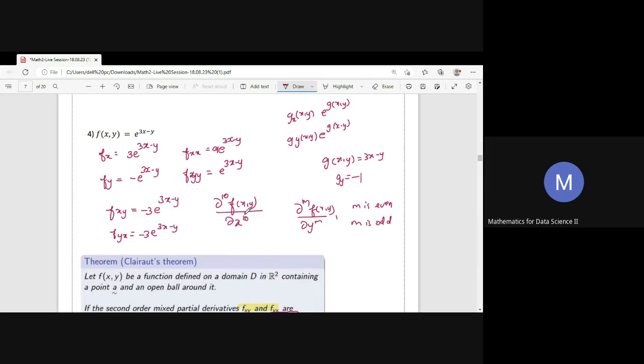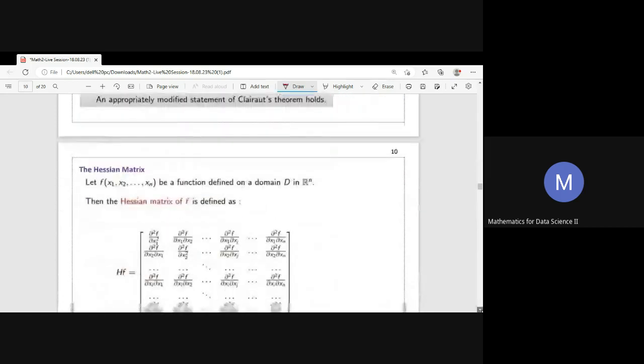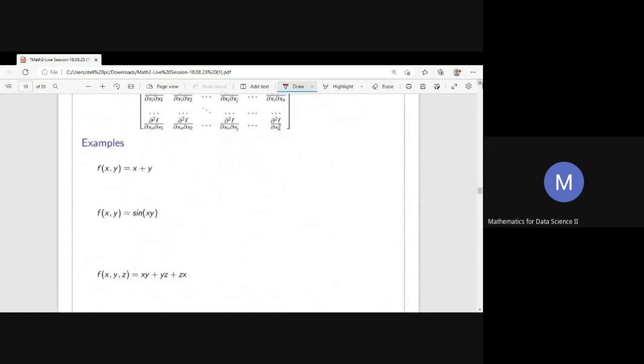So you can be asked any order partial derivative, if you have some specific value for your partial derivatives, if you have some repetitive property. Okay, fine. This is what I wanted to tell. Fine. So the next concept here is the Hessian matrix.